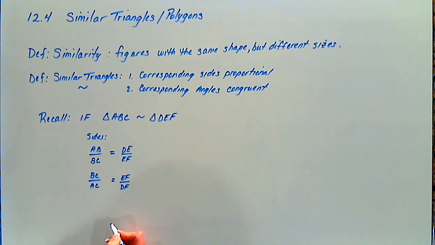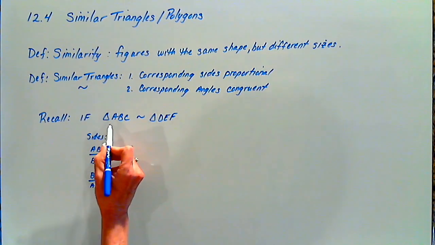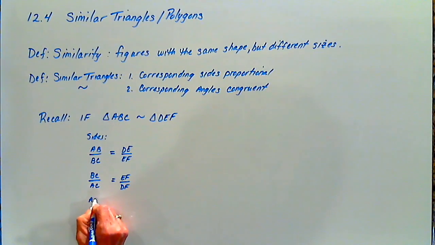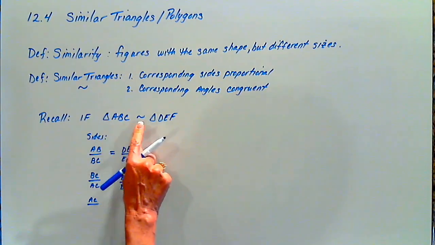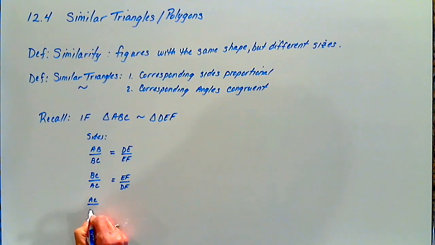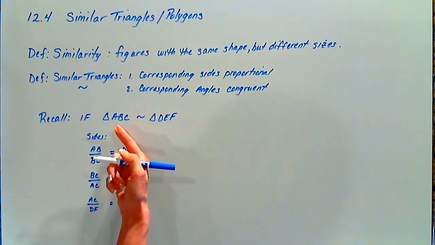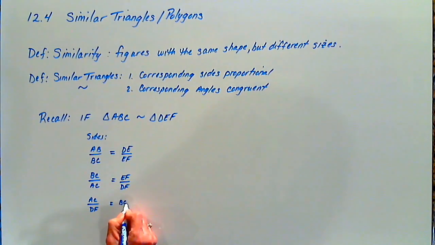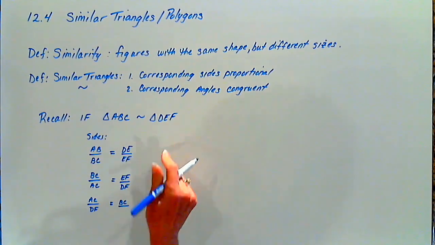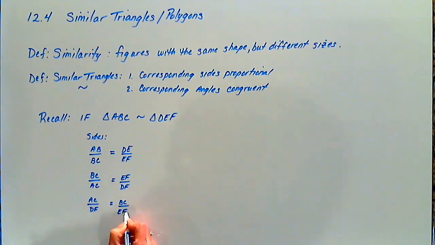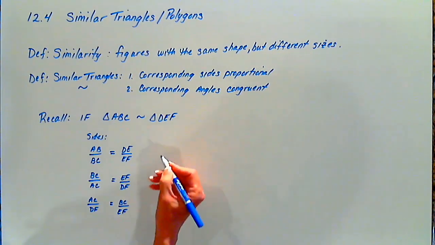But we can also write it another way. I could go from A to C is as D to F as, and you can pick any of the other sides. Perhaps I say BC is to EF. And this can keep going for a lot of different combinations.